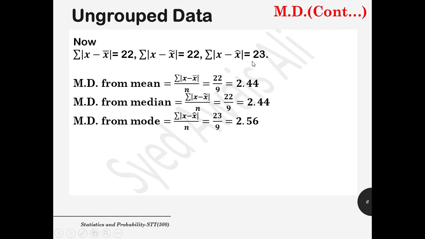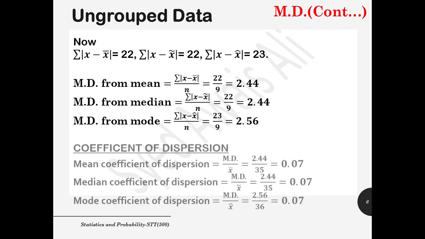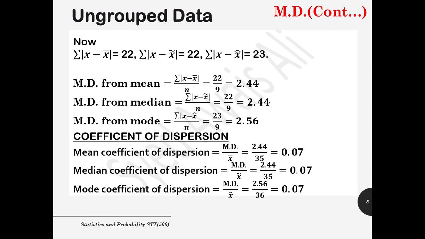Then we have x minus x hat is equal to 23, and we have to take ratios from n. So values of mean deviation from mean is 2.44, from median is 2.44, and from mode is 2.56. So then we have to find coefficient of dispersion.